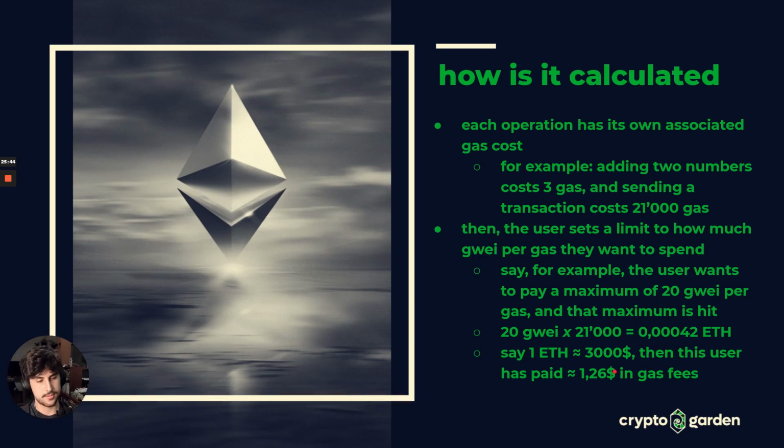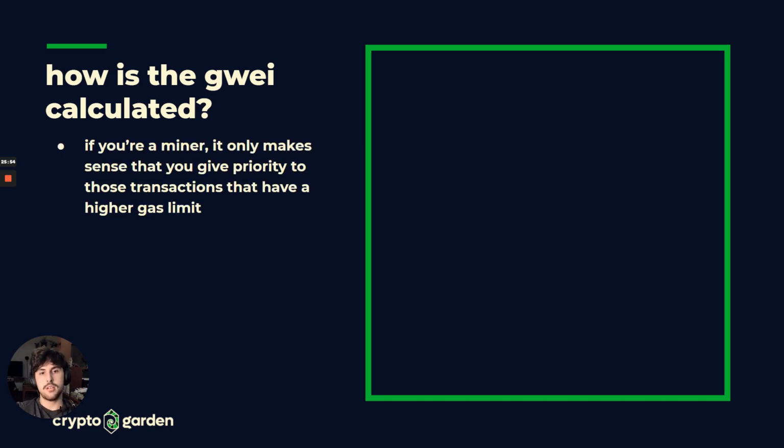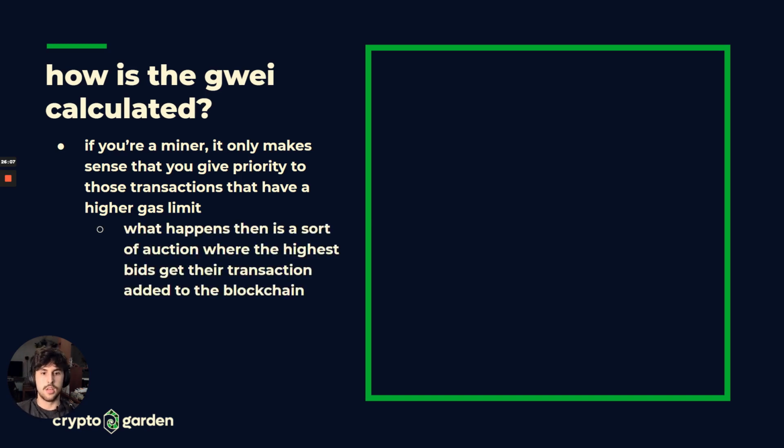We all know the gas fees are super high, but how is how much Gwei you pay per gas calculated? Well, if you're a miner, it's only sensible that you give priority to the transactions that input a higher gas limit. Right? If the person wants to pay more, why would you do the transaction of someone that wants to pay less? What happens then is a sort of auction, where the highest bids get their transaction added to the blockchain, and so it goes. The one that wants to pay the most, then the second, third, and there it goes.